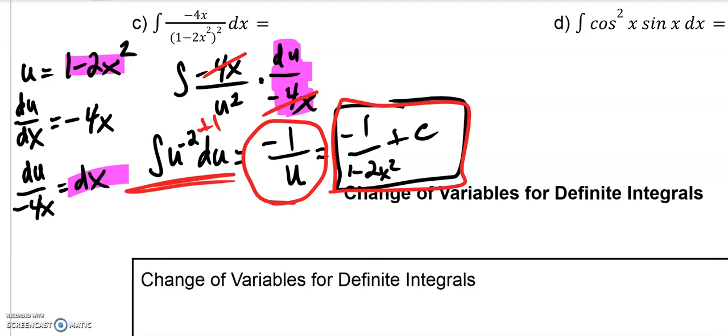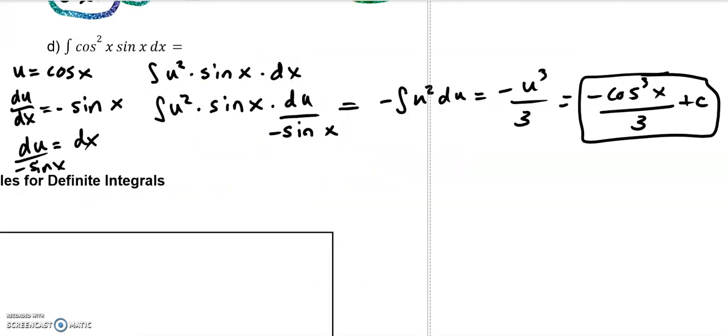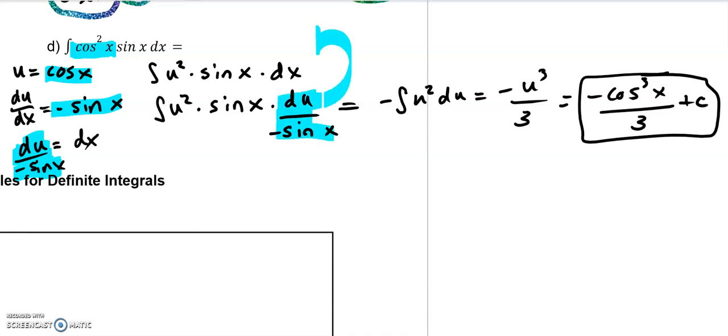Let's take a look at d. On d, we start off, the u is that inside part. Remember, cosine squared, that's the cosine of x quantity squared, so that's your inside part. When you find the derivative of that, you get negative sine, and then you substitute in du over negative sine of x for dx right here. And you notice the signs will cancel, but you still have that negative out front. It's very important that you don't lose that.